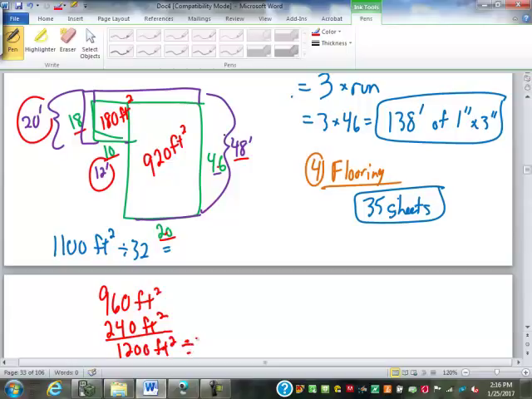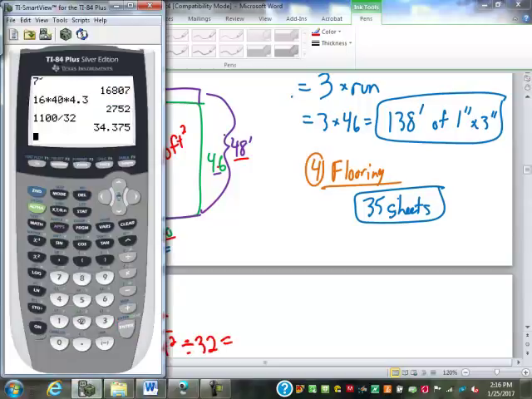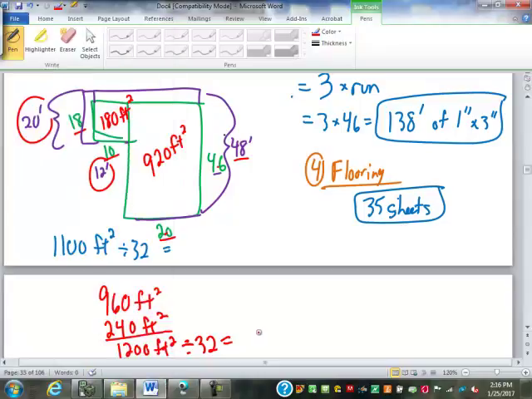So 1,200 square feet divided by 32 square feet per sheet is 37.5. So I would have figured in 38 sheets. And that should work out exactly to 38 sheets for that.